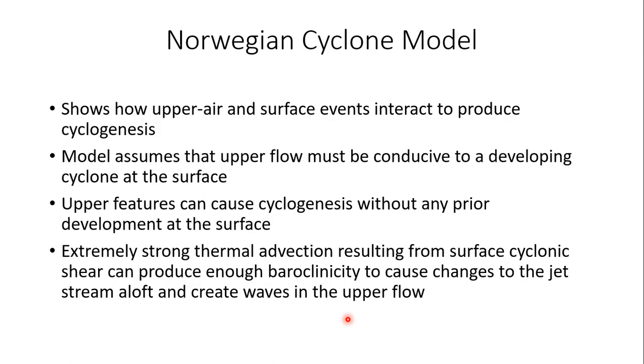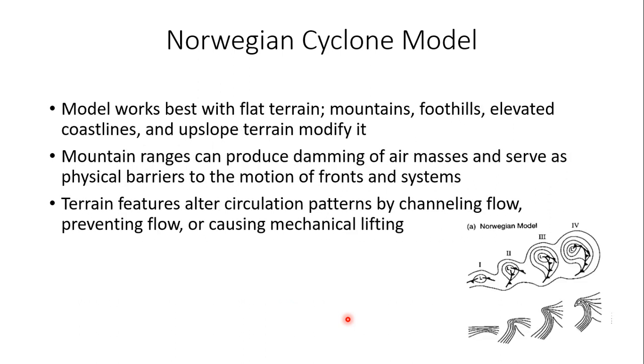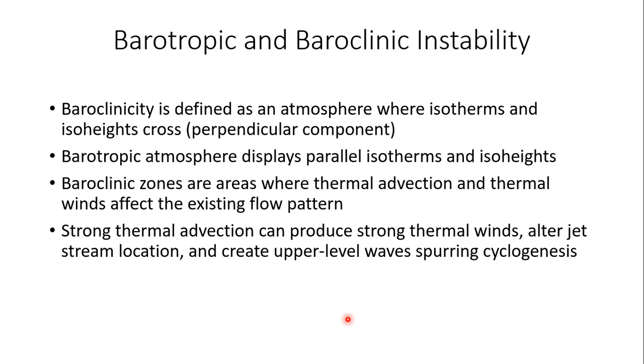The Norwegian cyclone model went a little bit into detail on that, working best over flatter terrain, away from the modifying effects of mountains, foothills, elevated coastlines. Mountain ranges can also produce a damming of air masses and serve as physical barriers to the motions of fronts and systems. Barotropic versus baroclinic instability.